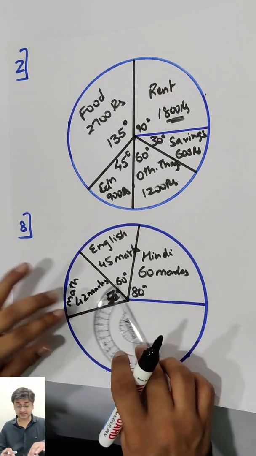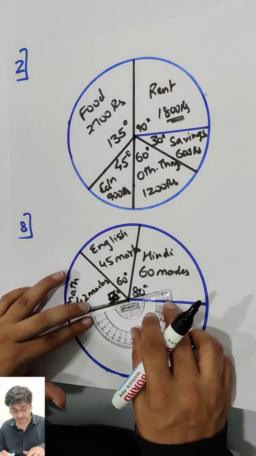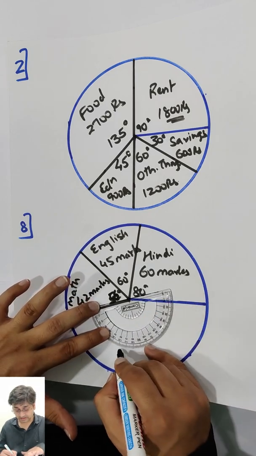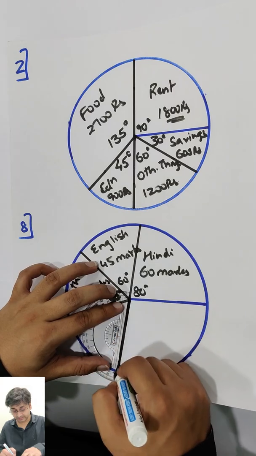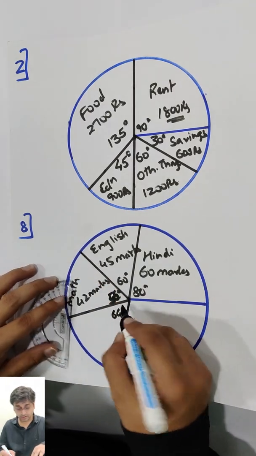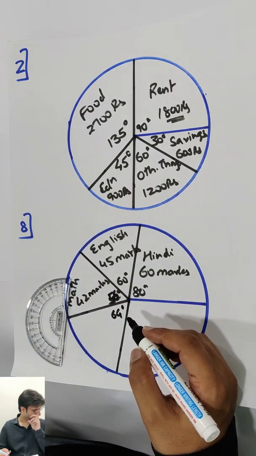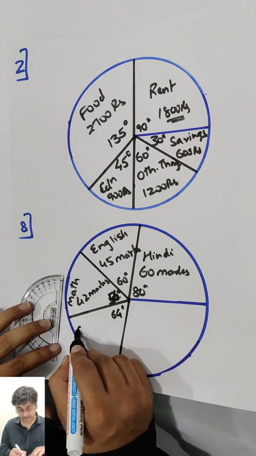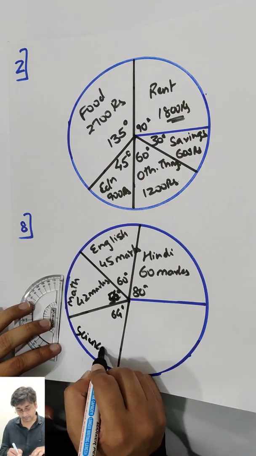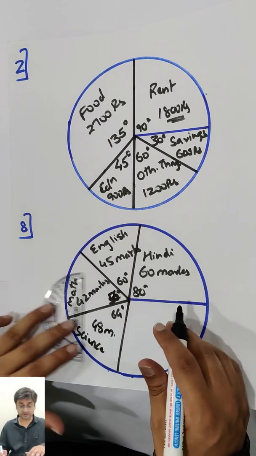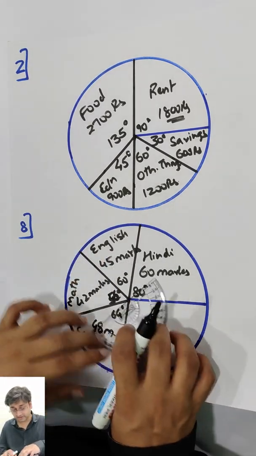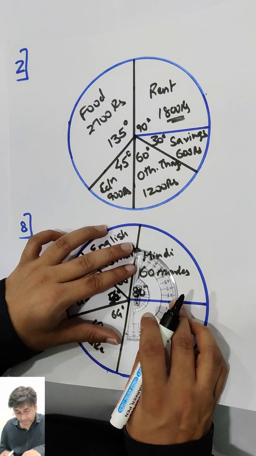The next one is 64 degrees. So let's draw 64 this time. So 60 and 4 lines. 64 degrees. What subject is that? Science, and 48 marks. And lastly 75. So let's check if this is 75, keeping it on 0.